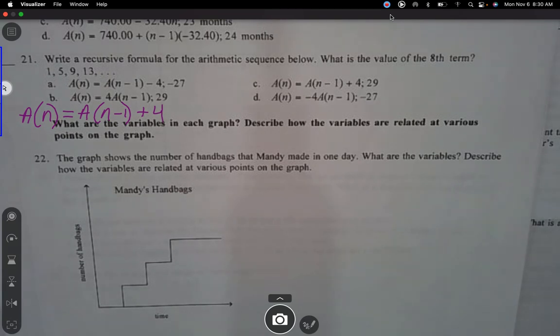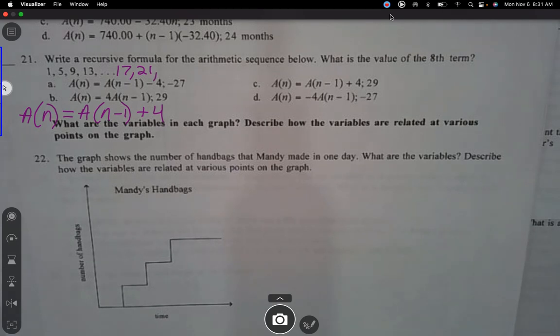But the other thing it tells us, for some reason there's another number on there. What is the second question? What is the 8th term? How would I find the 8th term? Well, wouldn't I just add 4 every time? So what's 13 plus 4? 17. And 17.